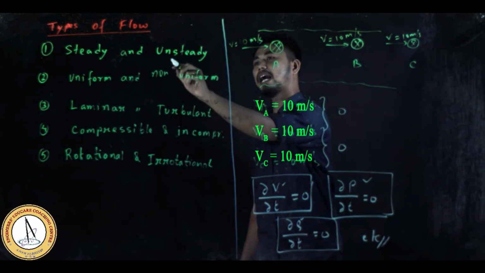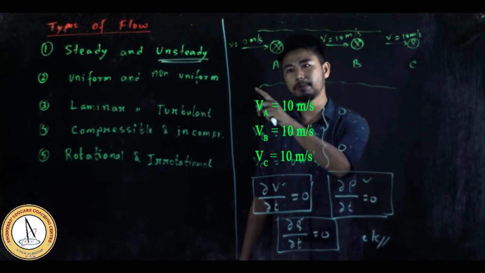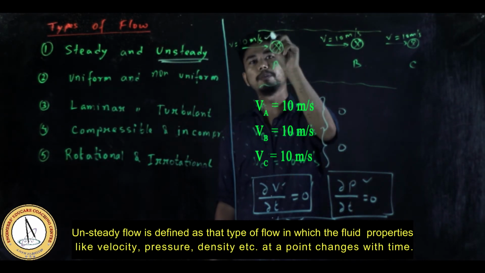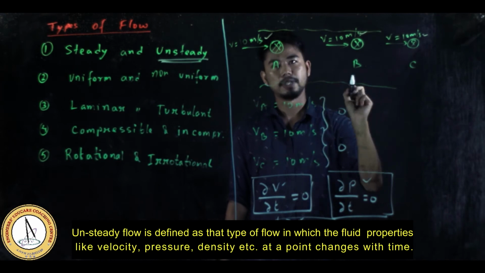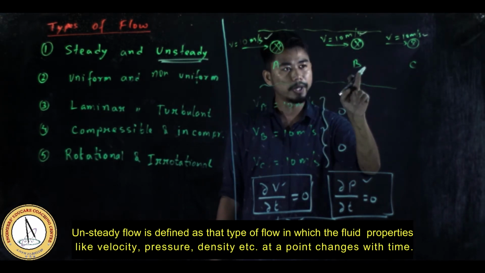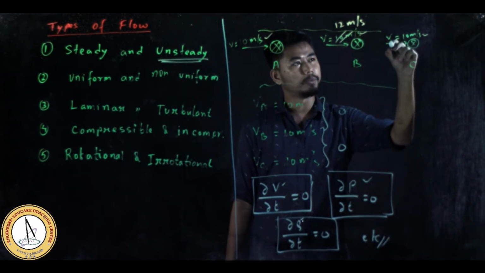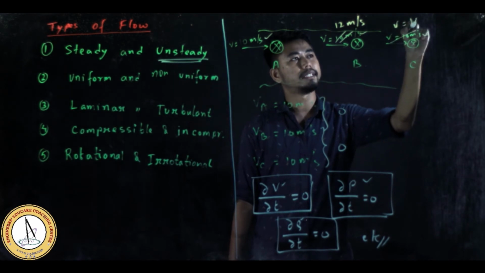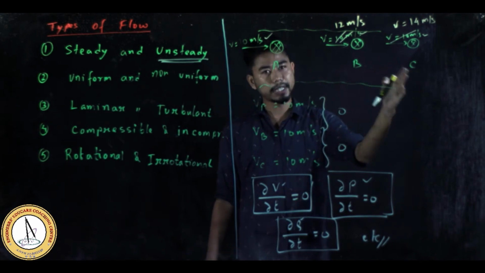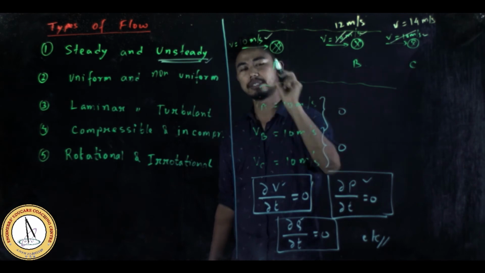Now, this is all about your steady flow. When you are coming to the unsteady flow, it is simply the opposite of the steady flow. So in the steady flow, what was happening? The fluid property was remaining same. So let's say when it is at point A, it is 10 meter per second. When it is moving at point B, let's say it is not 10, it is 12. When it is moving at point C, let's say it is 14 meter per second. That means what? The time is changing, property is also changing. That means what? It is called as an unsteady flow.